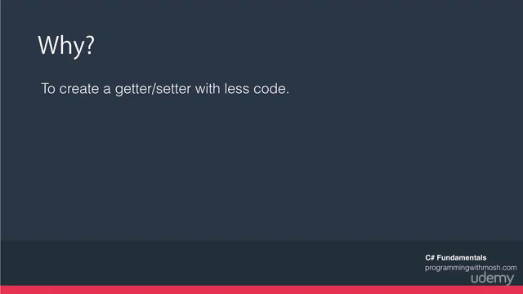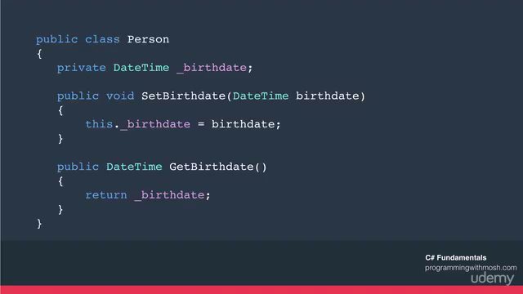So why do we need a property? Simply for creating a getter and a setter with less code. So let's see how we can write a property. Here is the code we wrote in the last lecture when we were working with fields. So to recap, we have a Person class which has a birthDate field, which is declared as private. And we have two methods here, SetBirthDate and GetBirthDate, which provide access to this field.